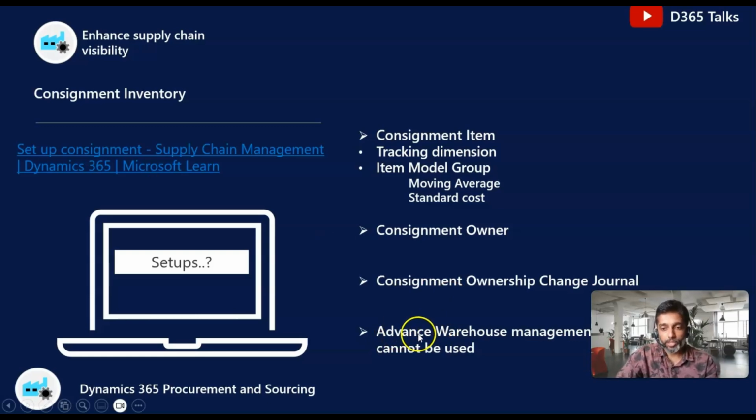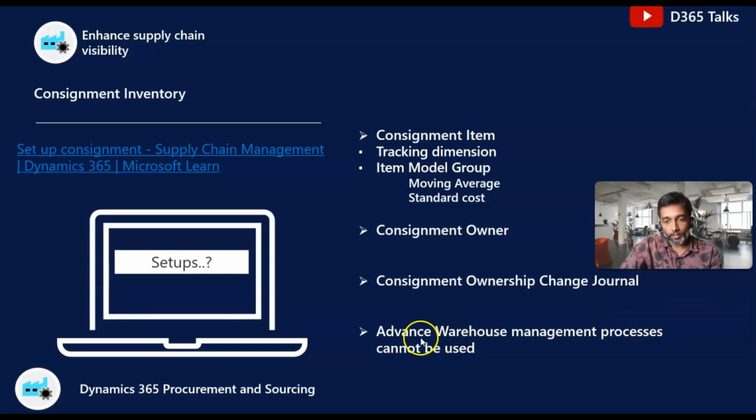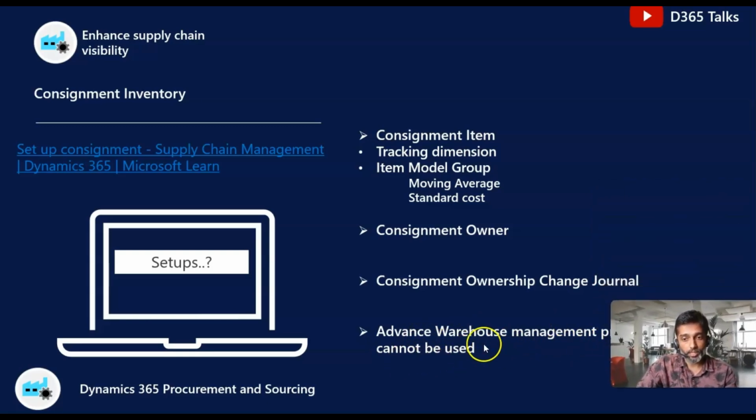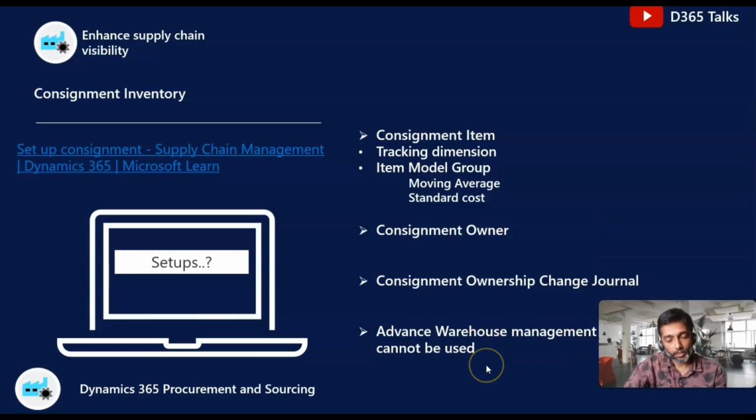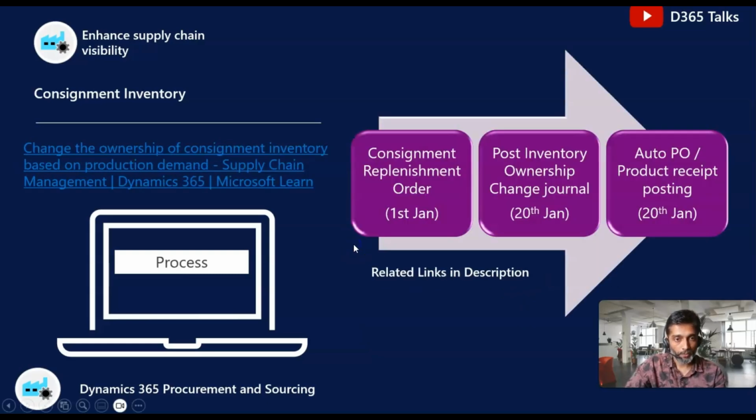The fourth important point which I want to highlight over here, let me move my video, is that the advanced warehouse processes cannot be used in this consignment handling process. Maybe not a disadvantage, but right now the advanced warehouse management processes cannot be used for these consignment handling processes. So make sure that you are not operating with the advanced warehouse and then trying to complete this entire consignment inventory handling process. These are all the setups which I just thought of mentioning.